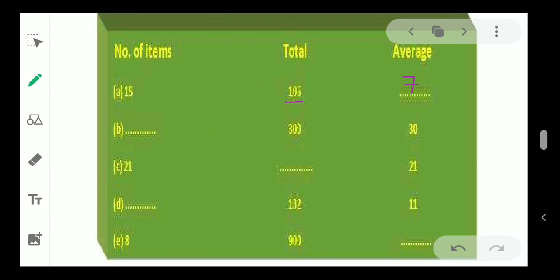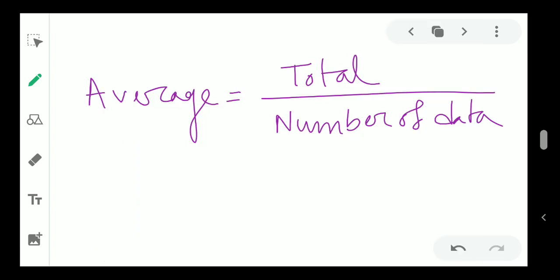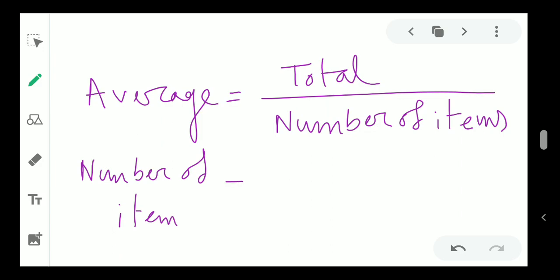Now number B is a little bit tricky. The total is given, the average is given, and you have to find the number of items. Let's say items, don't go into data, data is a little bit of a hard term. So the number of items you have to find out. The number of items will be your total divided by average.